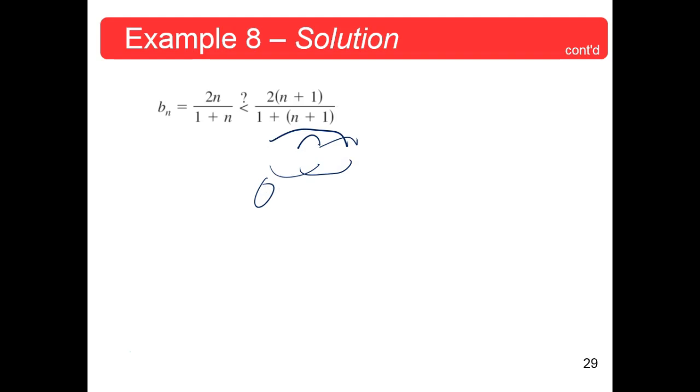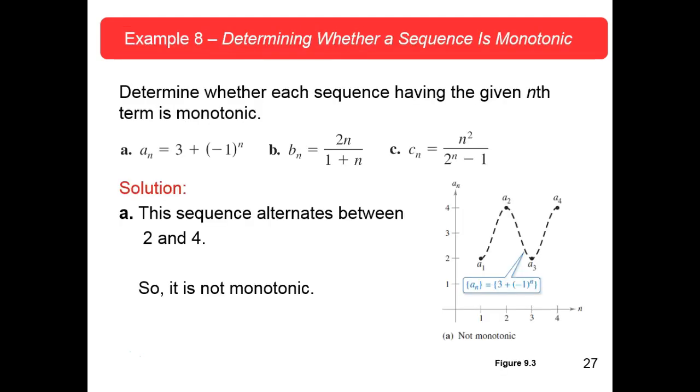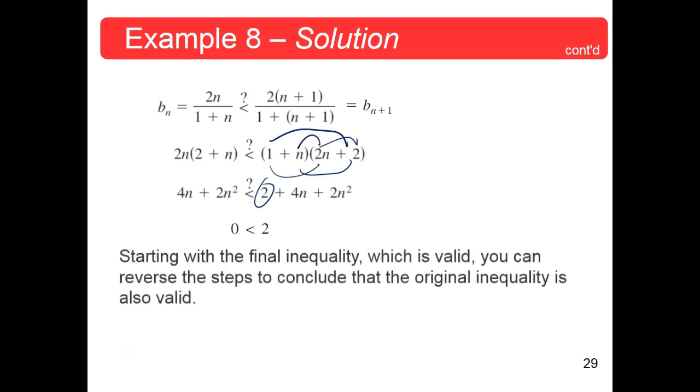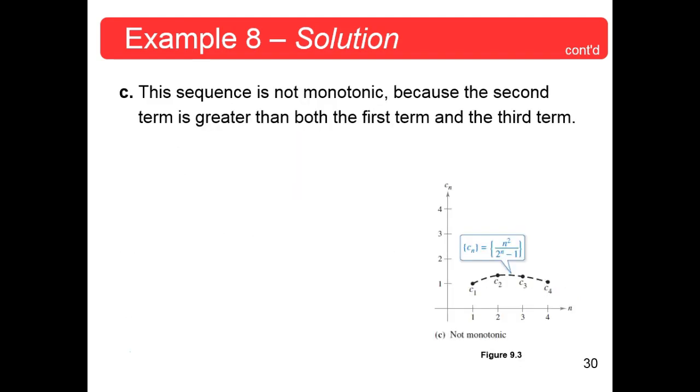Now, C: this sequence is not monotonic. Let's go back and see what C is. C is that one. C sub n is n squared over 2n minus 1. The second term is greater than both the first and the third term. Now, we just looked at a few of them, and after a while you saw it was definite. So the second term was the peak, so that can't be monotonic. If you left off the first term, it would be monotonic, decreasing. But with the first term in there, it's not.